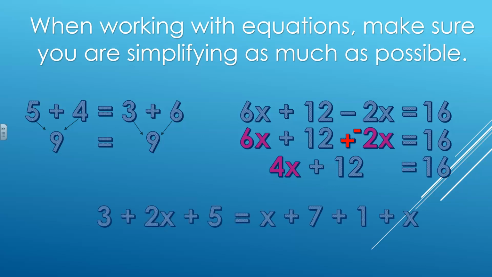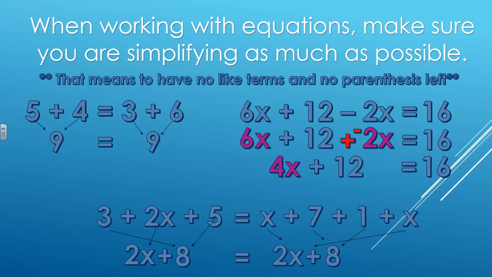One more example, we're just going to simplify down. So I have the 3 and the 5 that can be combined to get 8, and I can just bring down my 2x. Then I have my 7 plus 1 to get 8, and my 2 single x's, x plus x, would give me 2x, and add those together to get 2x plus 8 on the right-hand side as well.